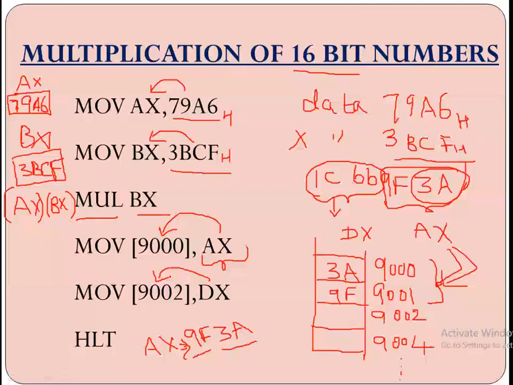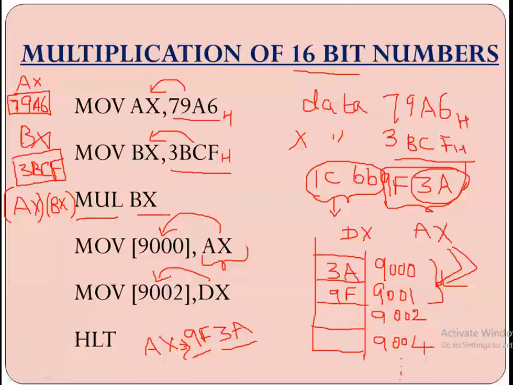Let me say this is AX. So how will you have the data? You will be having your data in the AH and AL registers. Suppose I am saying that here I have 1C and here I have 2B, for example. So this 1C will be stored in AL, and 2B will be stored in AH. Similarly, you take two data and store them in BX.